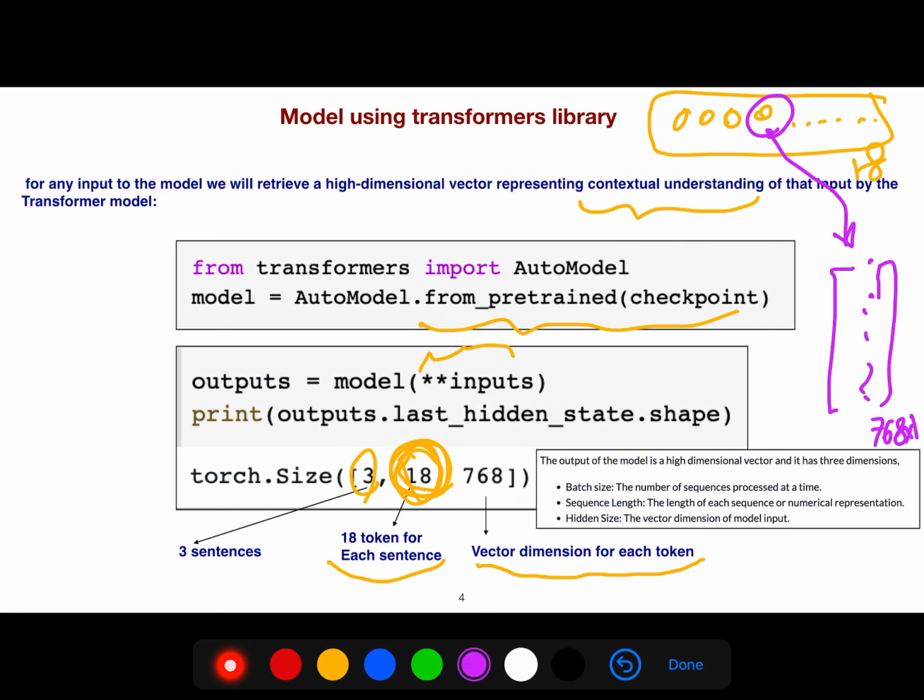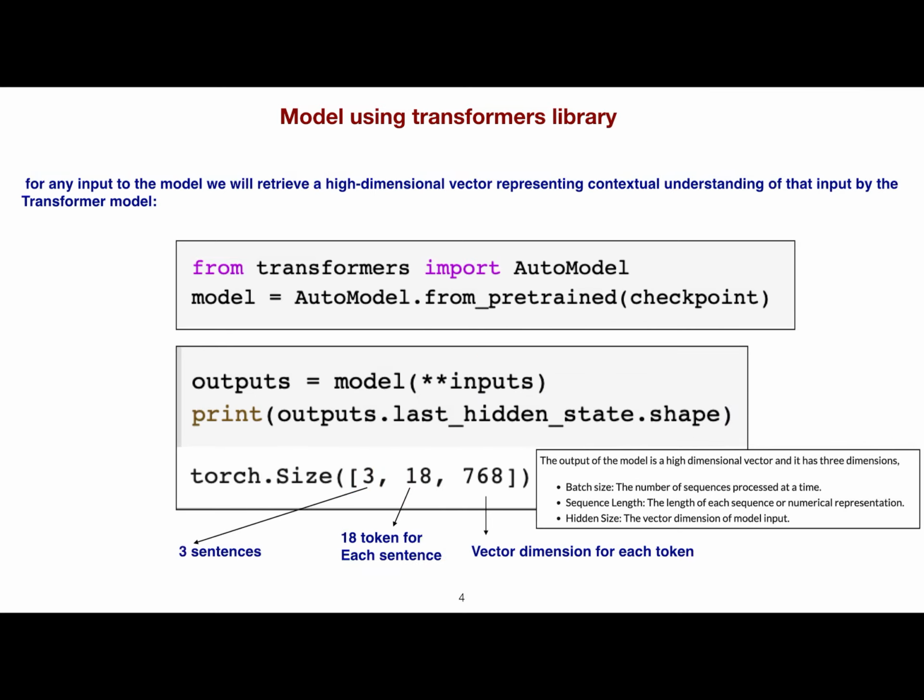So this is the output of the model. If you give it a text, you get the outputs and the last hidden state. For example, the shape of the last hidden state is enough for us. So you see that this is very beautiful.